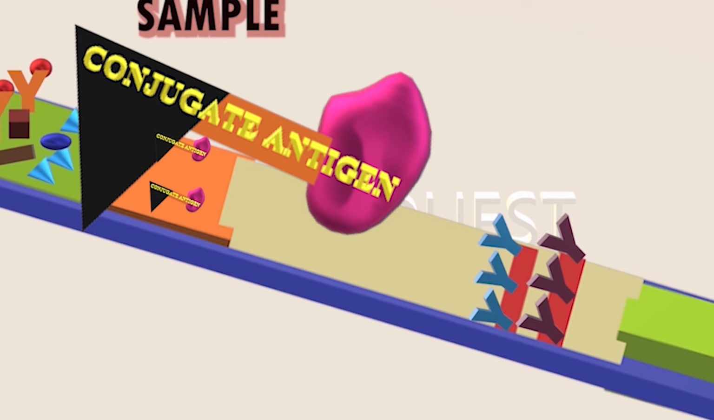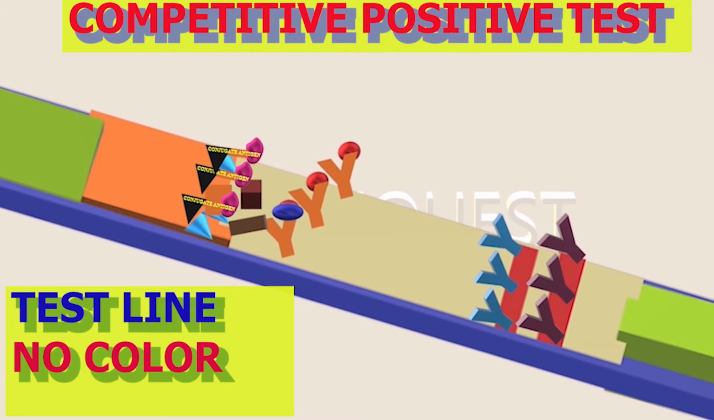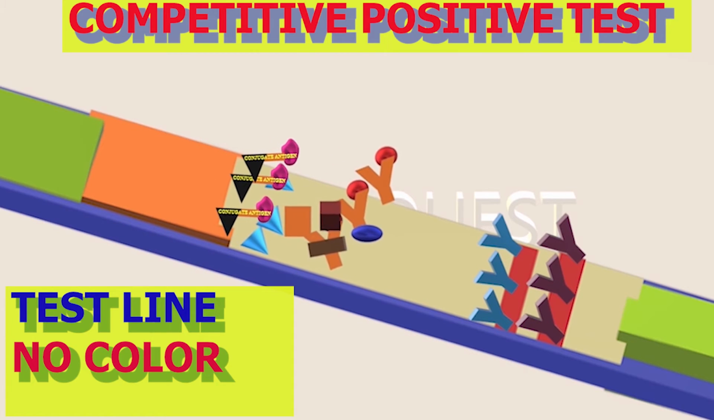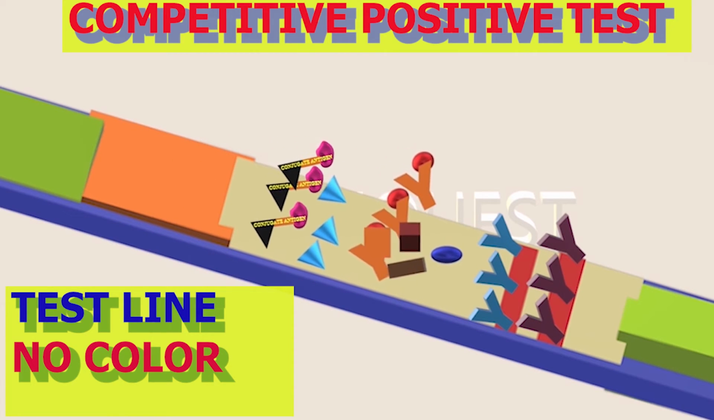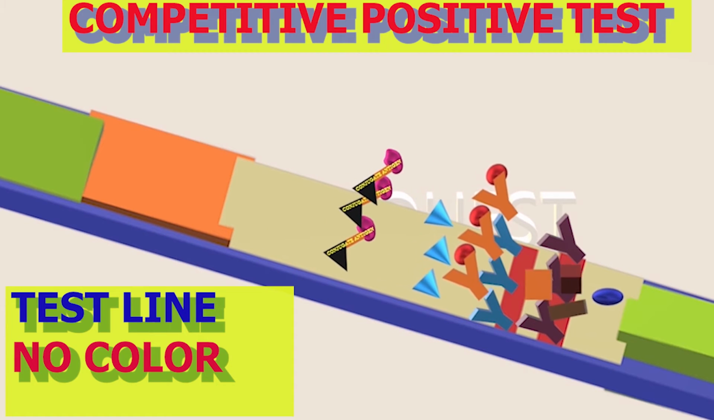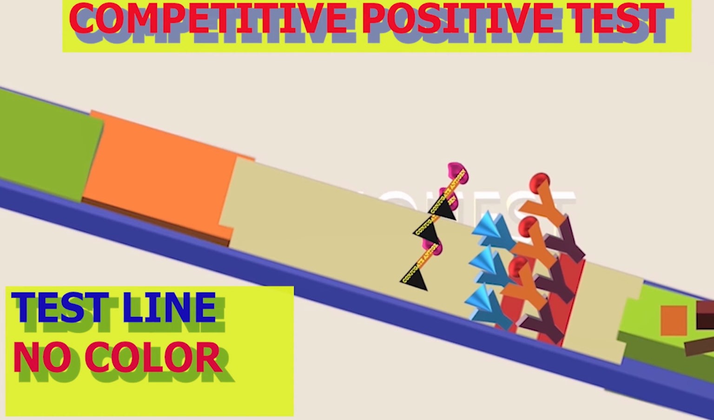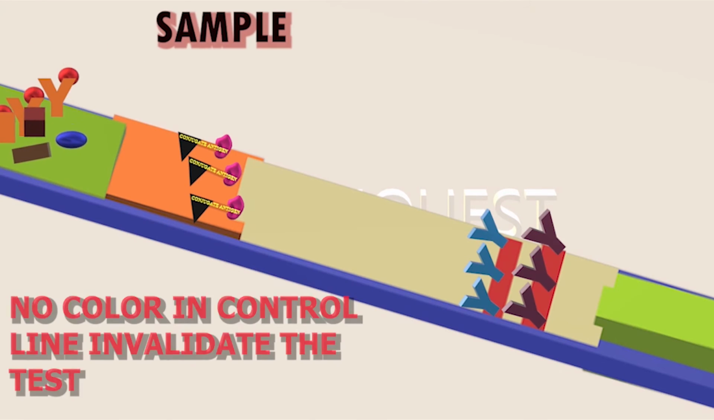Competitive method: used for samples with small molecules with single antigenic determinants that cannot bind to two antibodies simultaneously. The analyte blocks the binding sites on the antibodies on the test line, preventing the interaction with the colored conjugate. Therefore, a positive test is indicated by the lack of signal in the test line, while the control line should be visible.